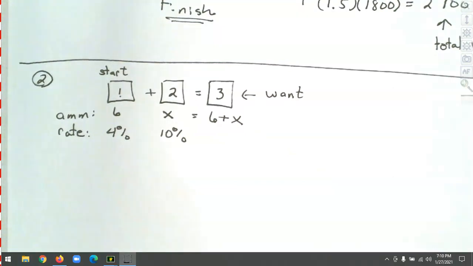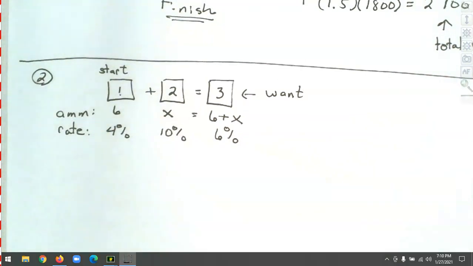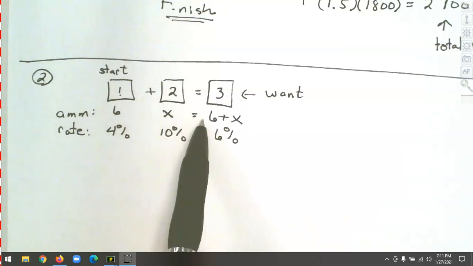And what percentage do we want to have at the end? When we're done mixing them together, we should get the 6%. So 6% is going to go in box 3. Why? Because that's what we want at the end. So we started with 6 liters of a 4% solution. We're going to add on an unknown amount, X, at 10%. And we want to end up with the 6% at the end. So the amounts add together.